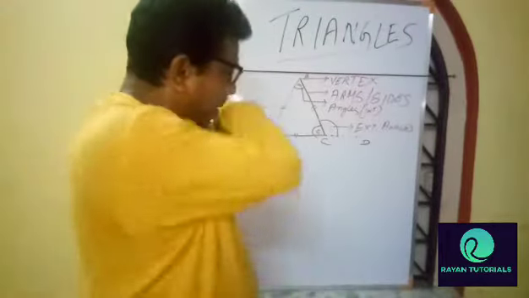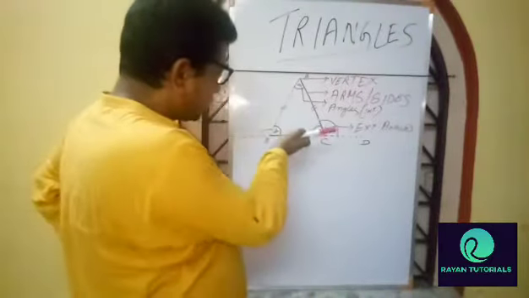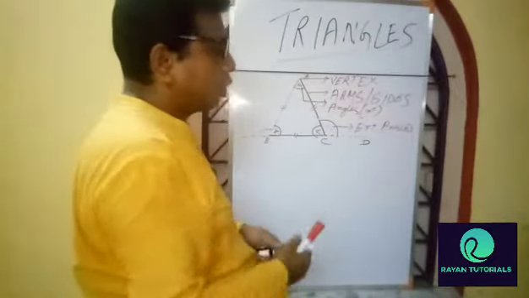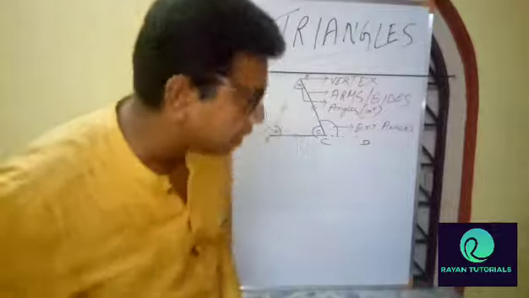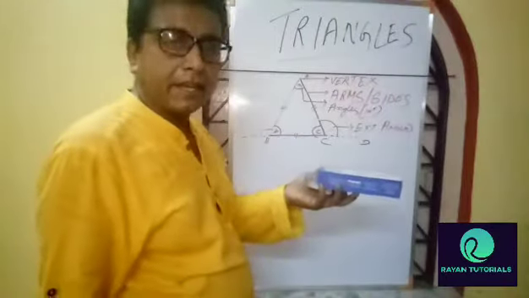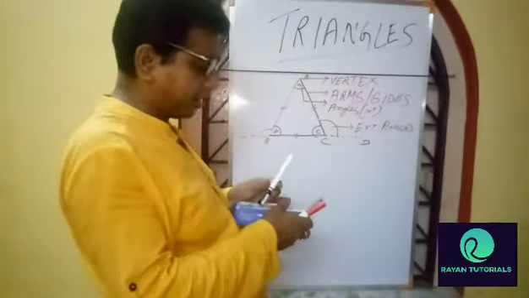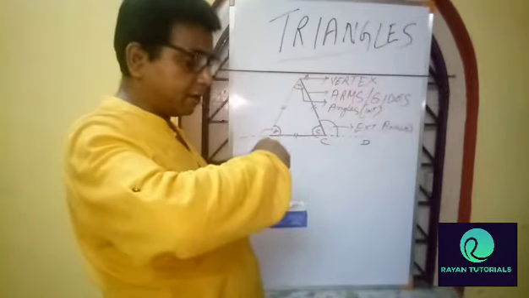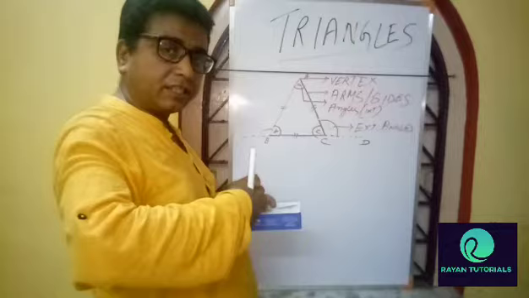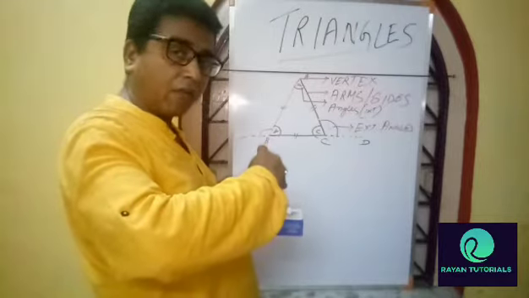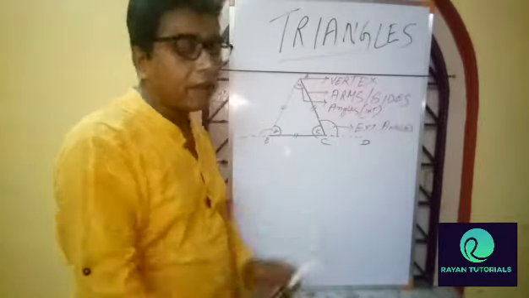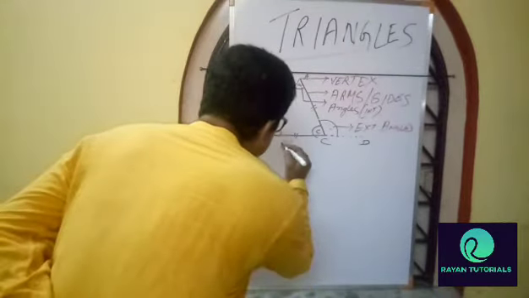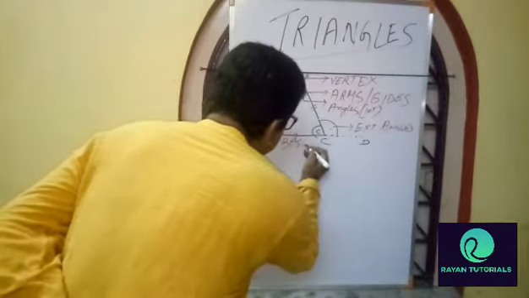A triangle, the side which is downwards. Suppose there is a plane here, and the triangle is standing on it. Here there is one side, or one line, or one arm, whatever you can say. We call that one the base. So this is the base.